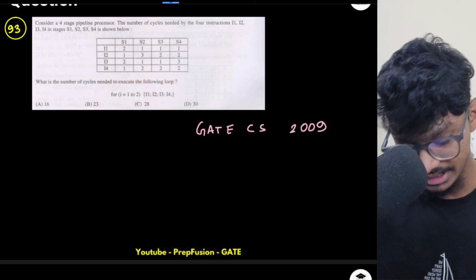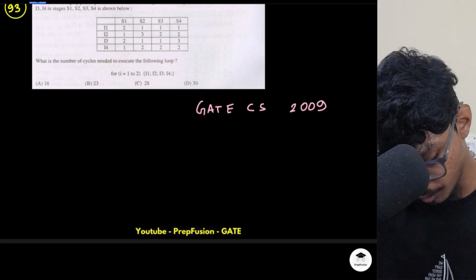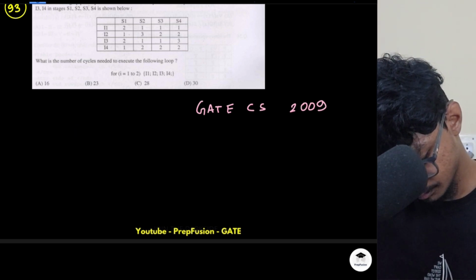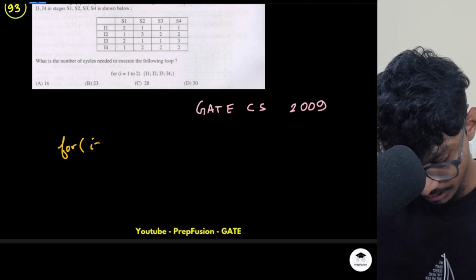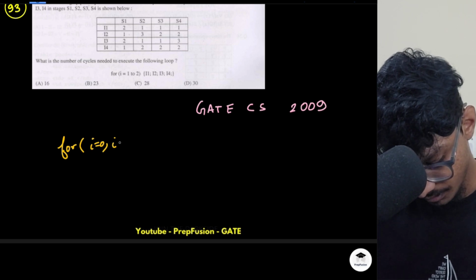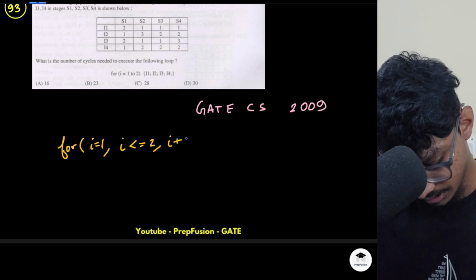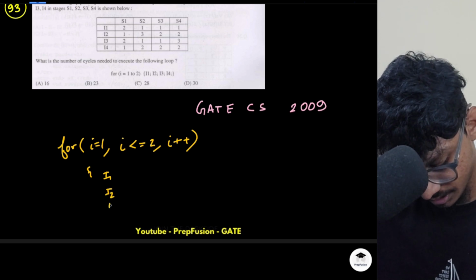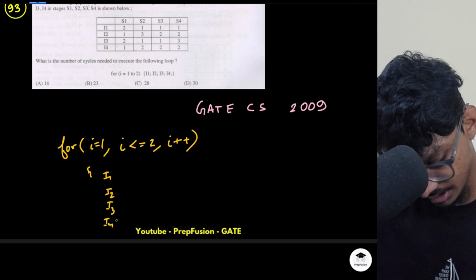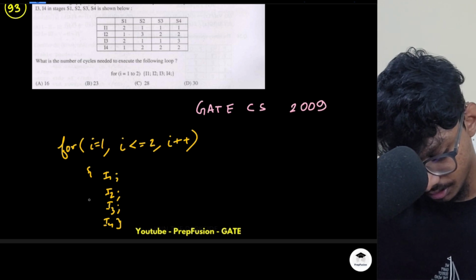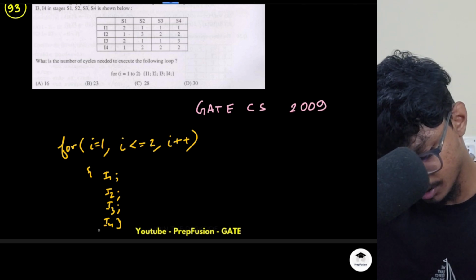So for I equals to 1 to 2, I basically have a loop here, starting from I equals to 1, I less than equals to 2, I plus plus. There is some code. This I1 instruction is there, then this I2 instruction, then this I3 instruction, then this I4 instruction. This is running, and after that we simply execute. They are telling me how much time it will take to execute this particular loop.